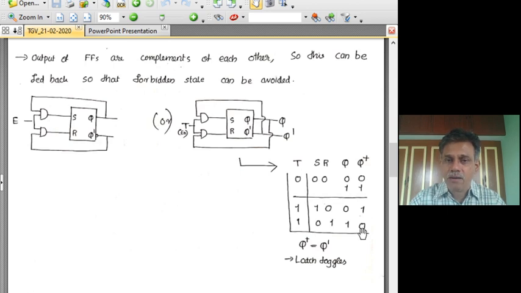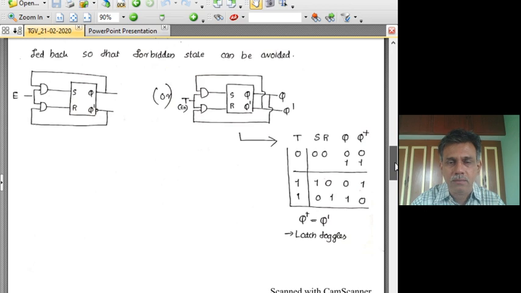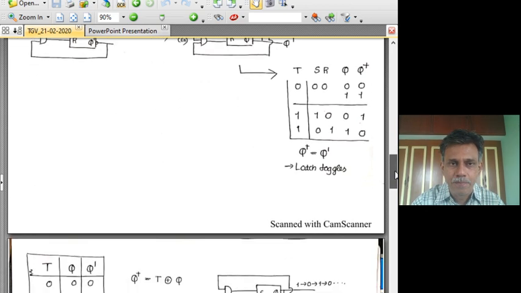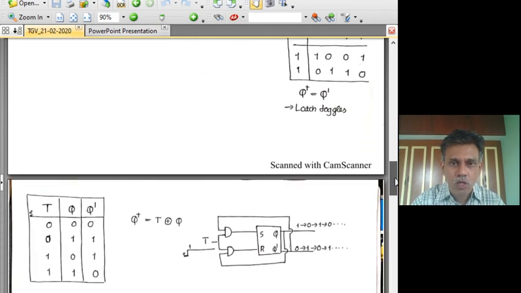And furthermore, if you retain T equal to 1, this 0 will again toggle and become 1, and so we will have a condition where the output of the flip-flop keeps on toggling as long as T is kept as 1. So, what we see in this one is, if T is kept as 1 for a long duration, the output of this flip-flop keeps on flipping between 1, 0, 1, 0 and so on. We should avoid this.